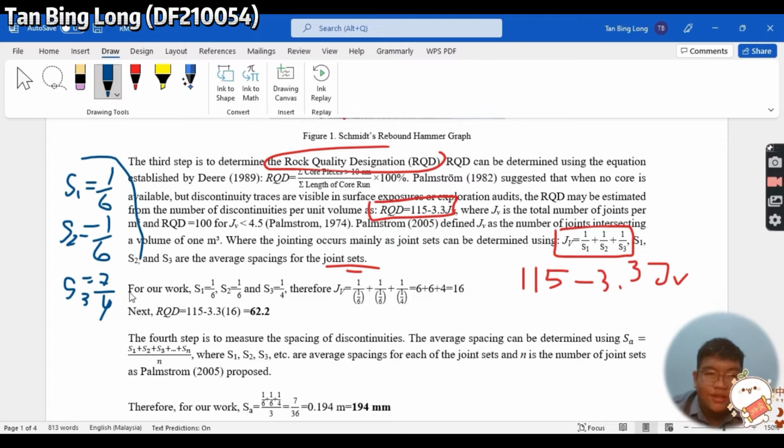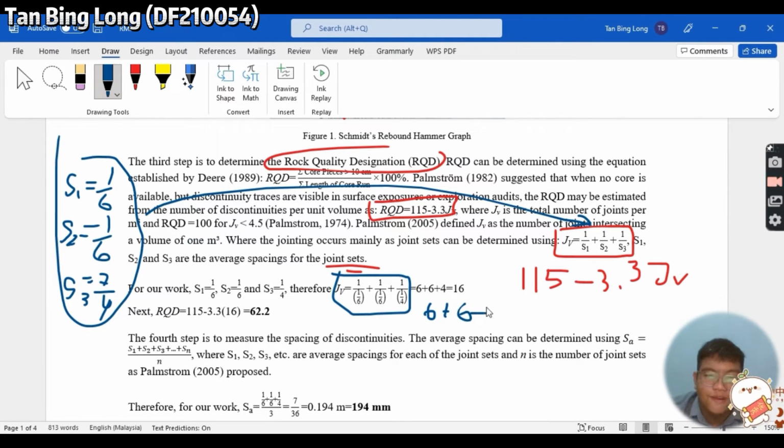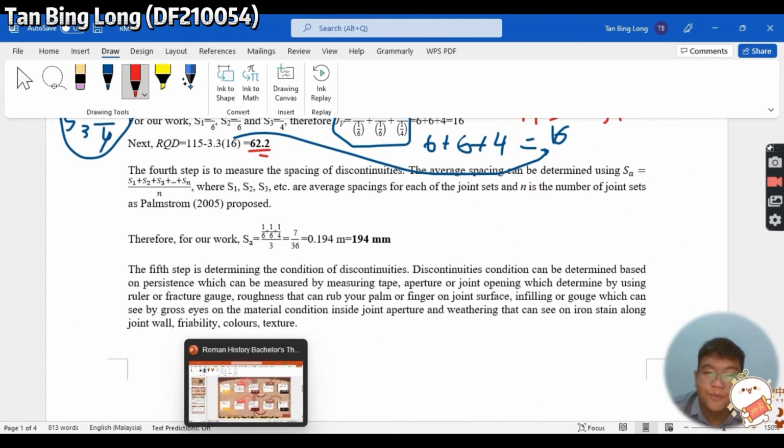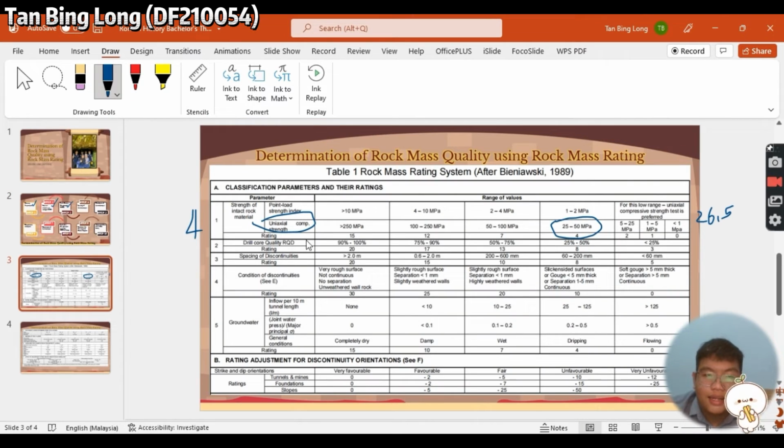So we substitute the three S values into the JV equation. Then we will get 6 plus 6 plus 4 equal 16. Then the RQD is equal to 115 minus 3.3 times 16. Then we will get the final answer, 62.2, for the RQD value. 62.2 RQD is in the range here, which is a rating of 30.